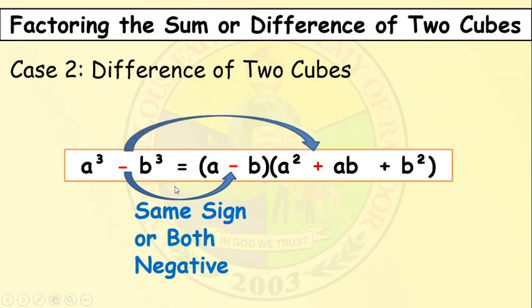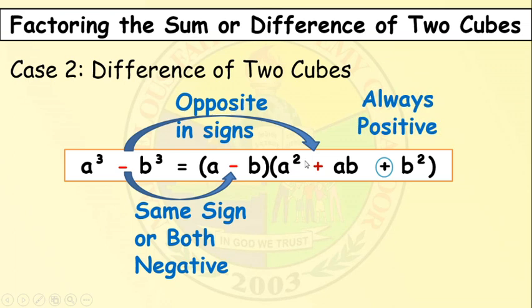And the next, for the trinomial factor, we have opposite in sign. Ibig sabihin nun, kapag minus o kapag difference yung given, sa trinomial factor mo is magiging plus yung operation niya. And then, for the last is always positive. For the last term, always positive yung operation natin. Hindi siya pwedeng mag-minus or mag-negative.